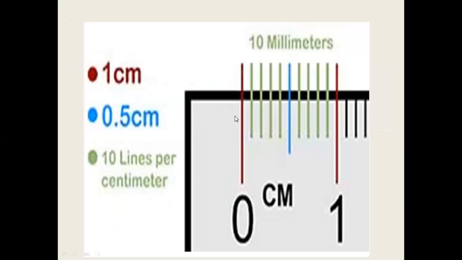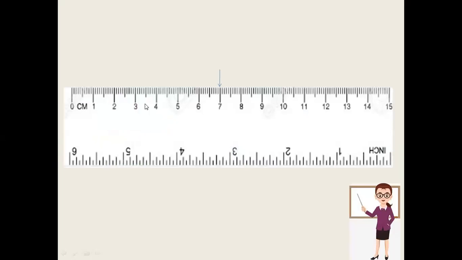You can see this figure. These two red lines represent 1 centimeter, and in the middle this blue line represents half of this centimeter, meaning 0.5 centimeter, and these gray lines represent 10 lines per centimeter, meaning 10 millimeters. 10 millimeters makes 1 centimeter. So this one is a ruler.